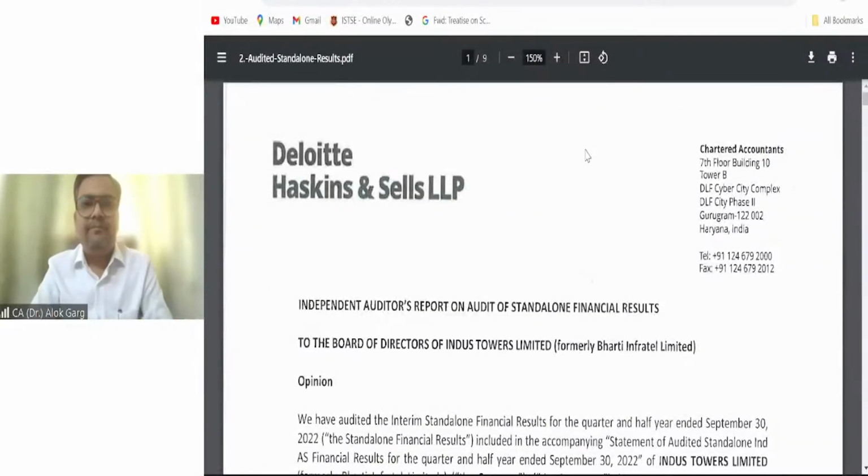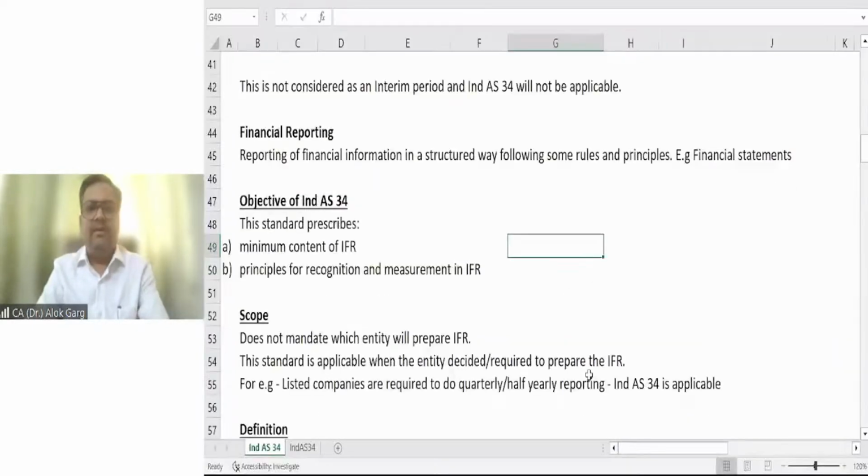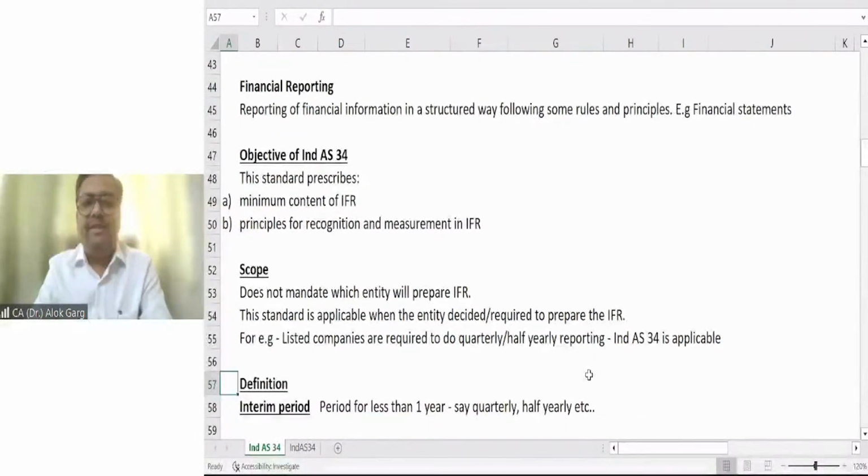Okay, friends, let's move on to the next part. What is the objective of Ind AS 34? This standard prescribes the minimum content of interim financial reporting, the minimum content of interim financial statement, I would say, and the principles for recognition and measurement in interim financial statement.